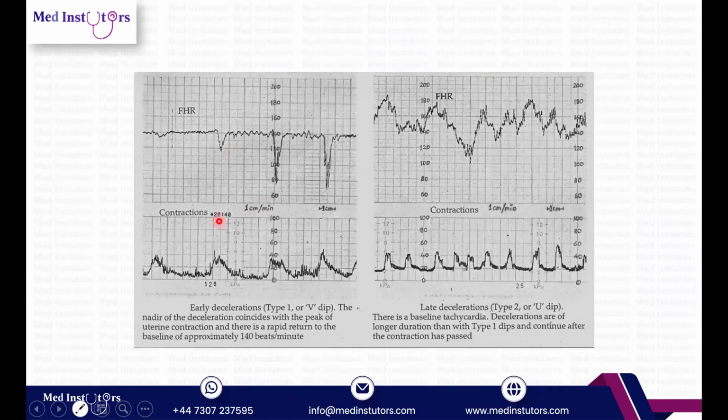These are early because the peak of a contraction coincides with the lowest dip and then it does recovery. This is late because it starts after peaking. Okay, peak of contraction is happening here and then it's starting. This is late deceleration that happens in uteroplacental insufficiency.